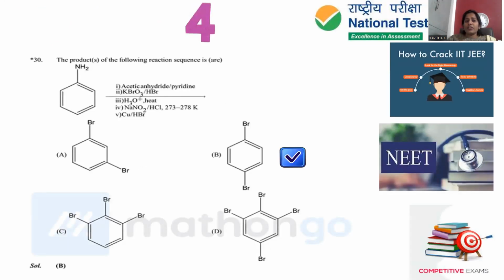The product of the following reaction sequence is asked. The starting material taken is aniline. Acetic anhydride and pyridine will be treated. KBrO3, potassium bromate, and HBr will be treated. Water will be added under heat conditions, and NaNO2, sodium nitrite, will be added with HCl. Copper and HBr will be added. If these components are added, this aniline will be transformed into a dibromobenzene. Dibromobenzene is the right answer for this question.